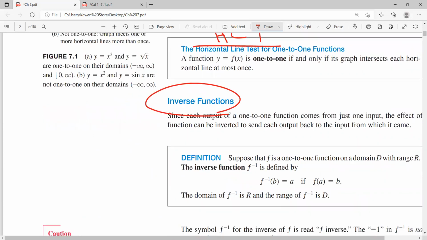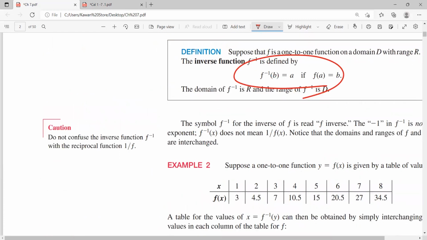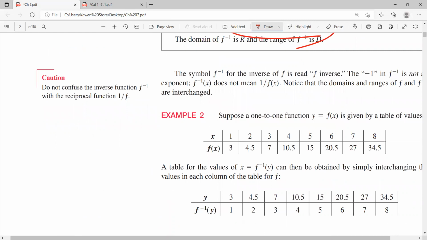Now we have the inverse of a function. Here's the definition. It's the reverse of the other function. Here's an example for you.